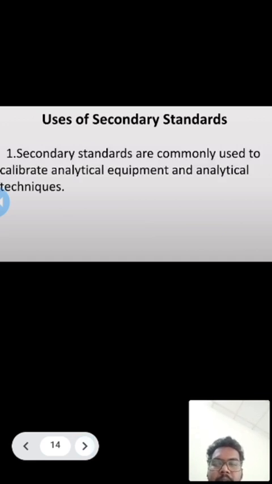Uses of secondary standards: secondary standards are commonly used to calibrate analytical equipment and analytical techniques used in titration.